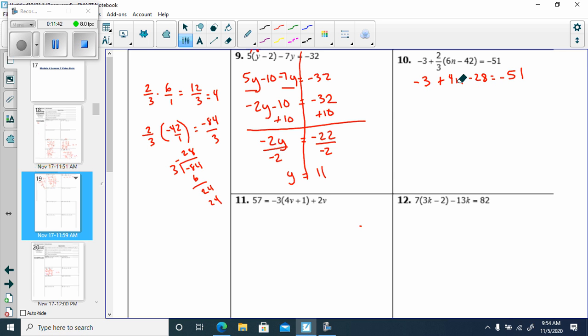Okay, let's combine like terms. We've got negative 3 and negative 28, right? That gives me negative 31, doesn't it? Now we're down to a two-step equation. Add 31 to both sides. I've got 4n is equal to negative 20. Divide both sides by 4, and n is negative 5, right?